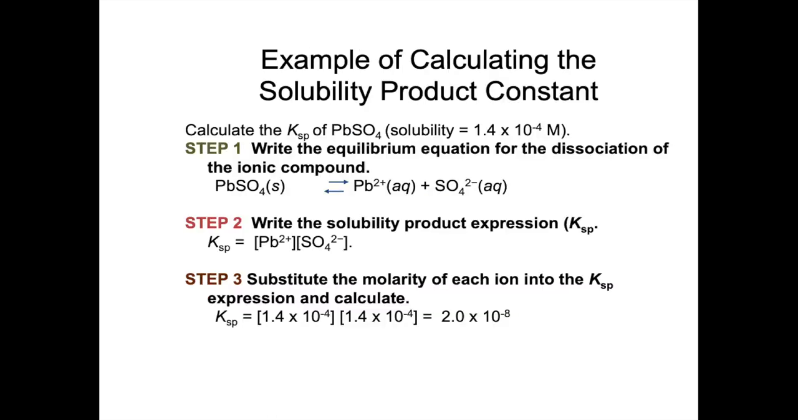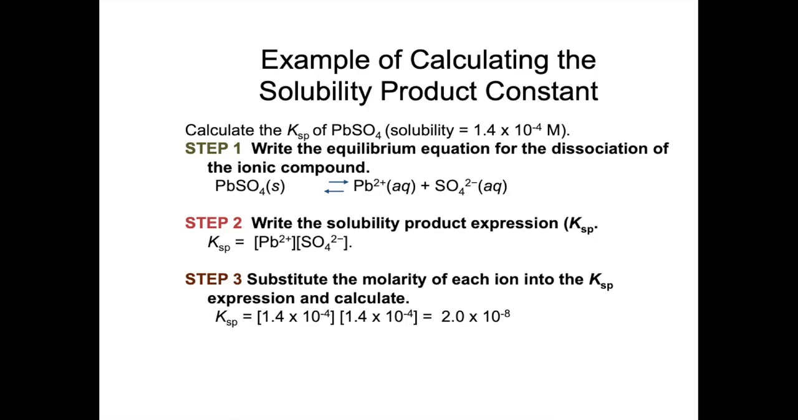So let's say we have lead 2 sulfate, which is a, again, quote-unquote insoluble salt. It has a very low solubility of 1.4 times 10 to the negative 4 molar. Okay, that's a very tiny amount of it that's dissolving. Okay, so what is the KSP value for this?